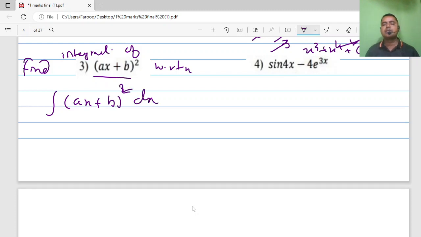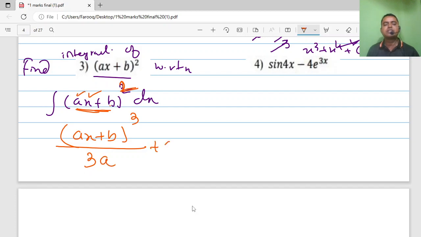So look at here. This term is treated as x. Integration of x raised to n, n means 2 here. First I am writing ax plus b, 2 plus 1 means 3, raised to 3. What is the coefficient of x? A is here. Divided by a, plus c.